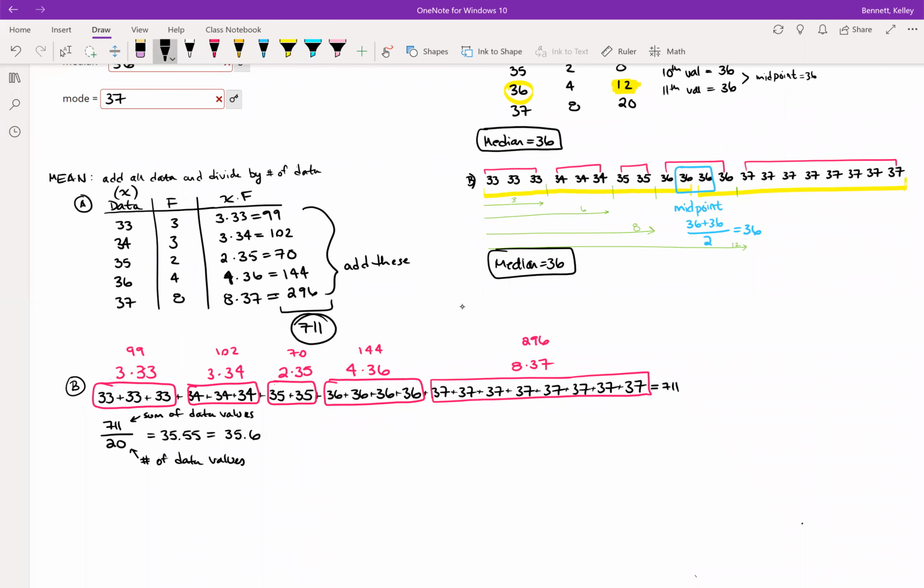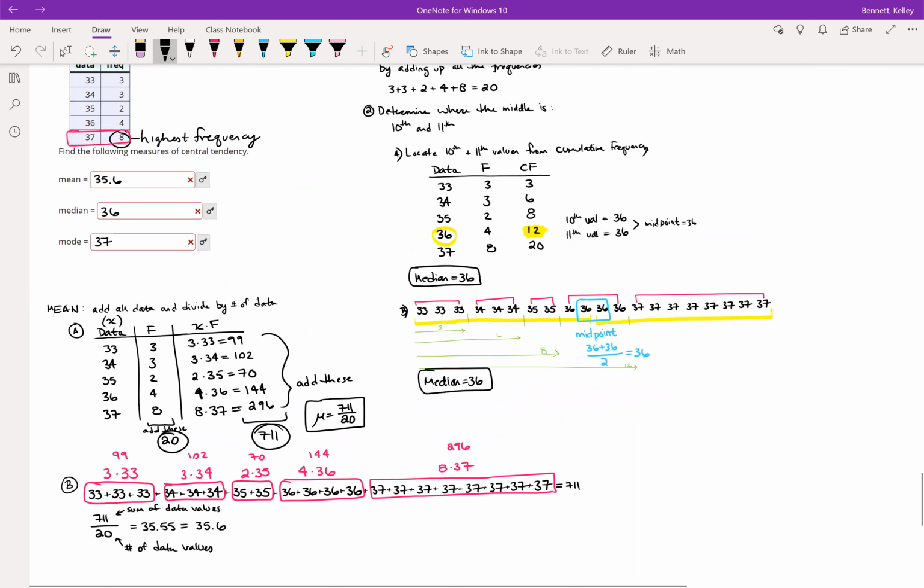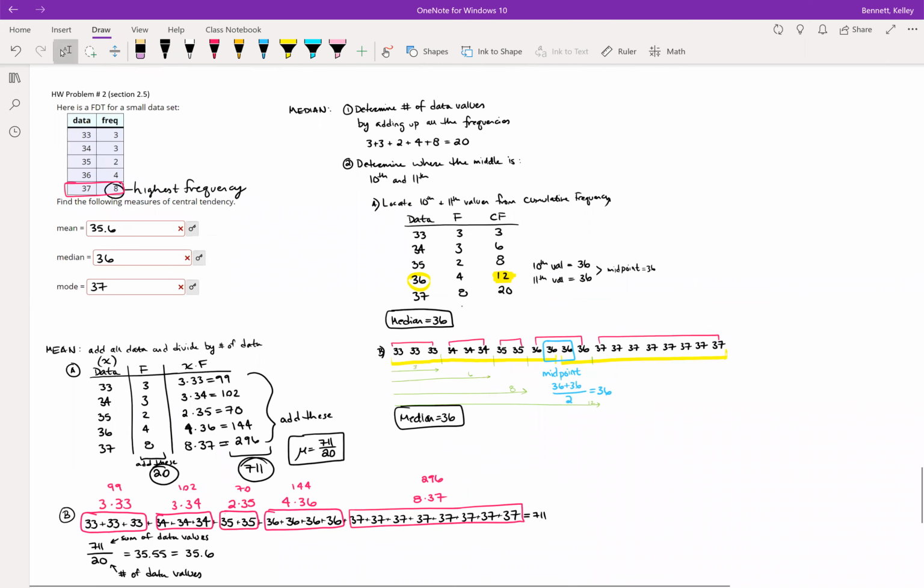So the number of data, if I add these, I'm going to get 20. That's the number of data values that I have, right? The total number of data I have is the sum of the frequencies. So my mean is the sum of all my data divided by the number of data values, which is, right, the same. So those are the two ways that you can go about it, both by hand. That will give you the mean, median, and mode for a frequency distribution table.